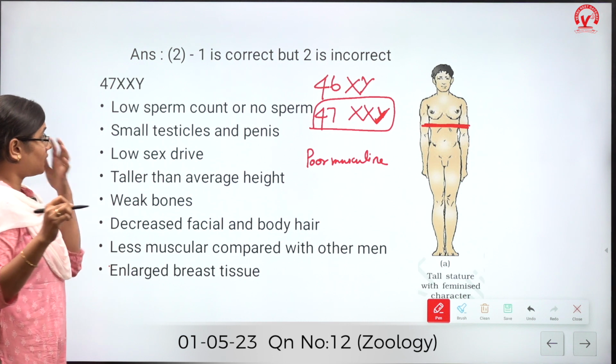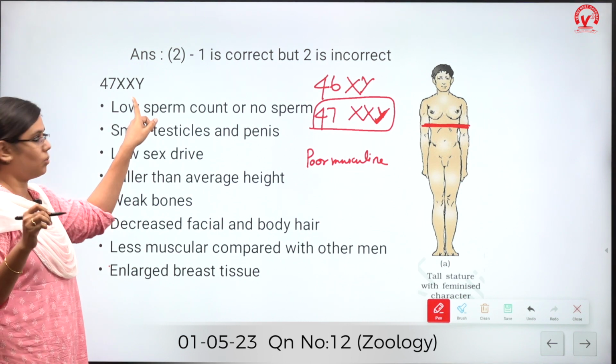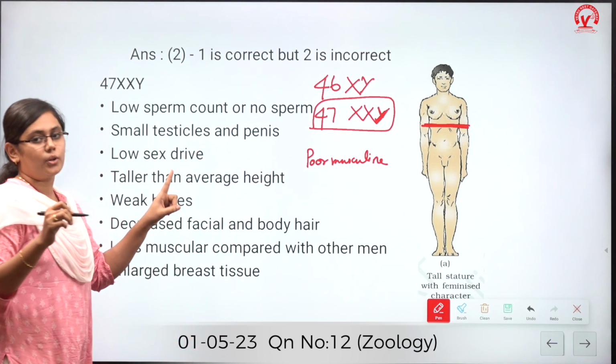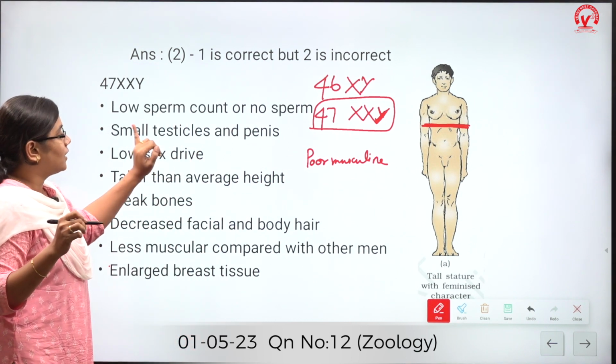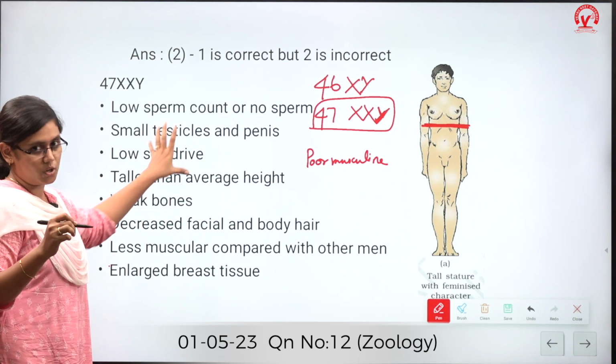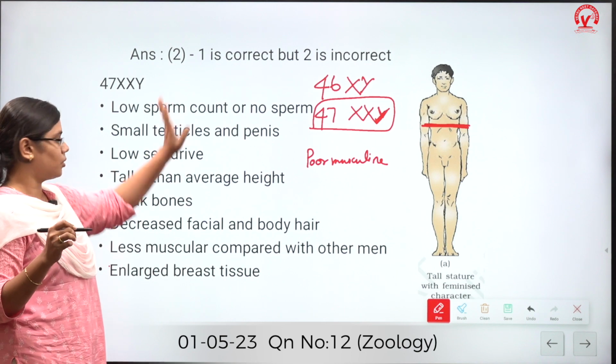So here the correct option will be option 2, where statement 1, the 47XXY karyotype, is correct. Statement 2, where they say that Klinefelter males will be fertile, is wrong because they are sterile for the reasons mentioned. So option 2 is correct.